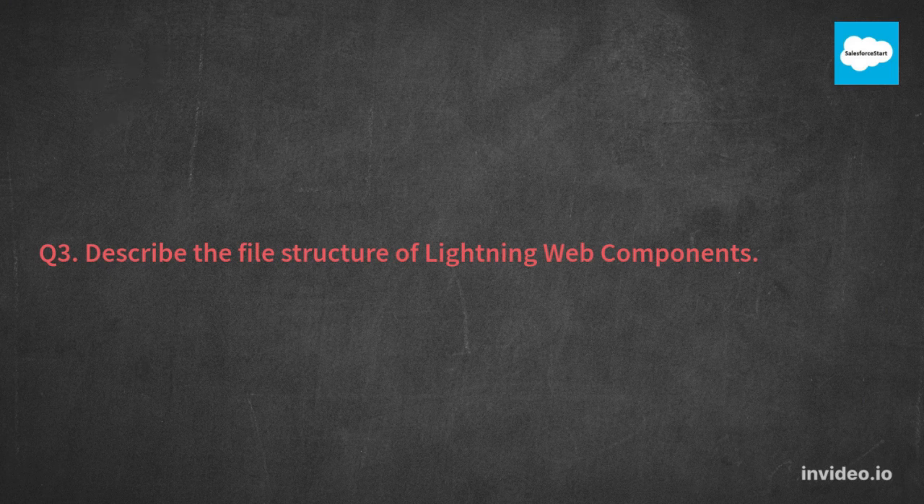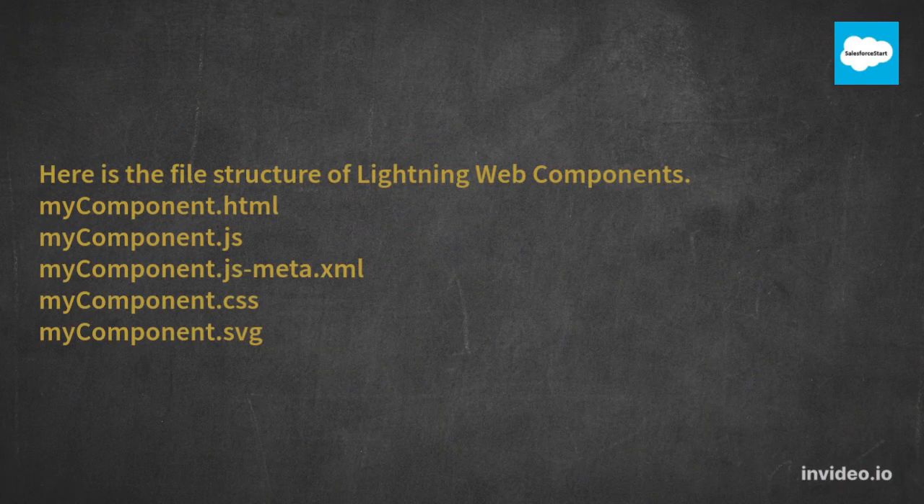Q3. Describe the file structure of Lightning Web Components. Here is the file structure of Lightning Web Components: myComponent.html, myComponent.js, myComponent.js-meta.xml, myComponent.css, myComponent.svg.